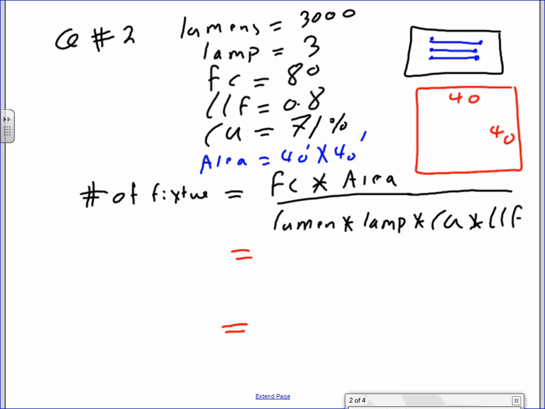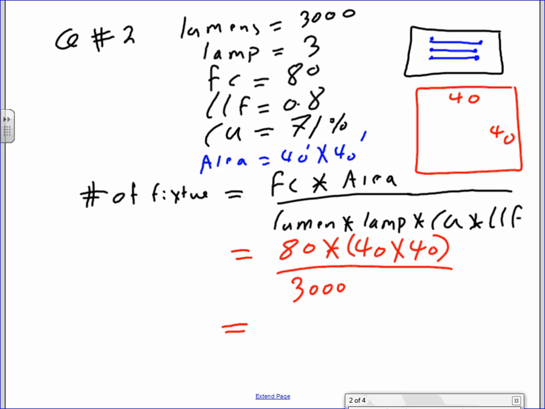Cool. Now the rest is history, gentlemen. Just plug them in. The foot candle is given as 80. The area is 40 times 40. That's my area. Divide everything by the lumens that Adam decided to use, which is 3,000. He decided to use 3 lamps per fixture, more efficient.